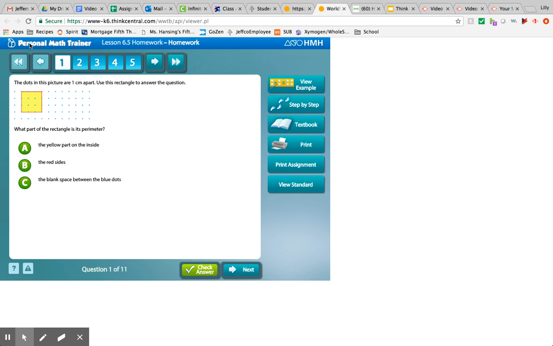Here we are in the Personal Math Trainer, and again, we found that by logging into Think Central, looking at the things to do, and clicking on the assignment. So this is for lesson 6.5, but the Personal Math Trainer that any of the assignments have the features that I'm going to be reviewing today.